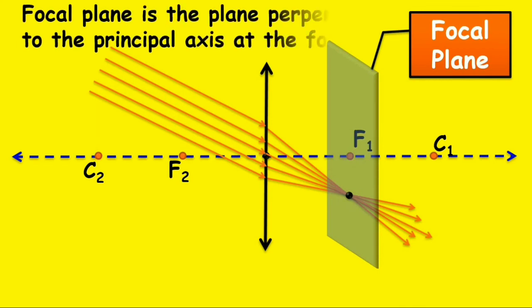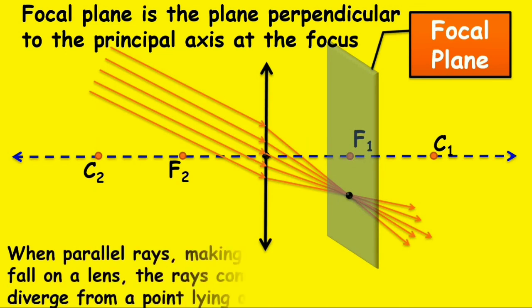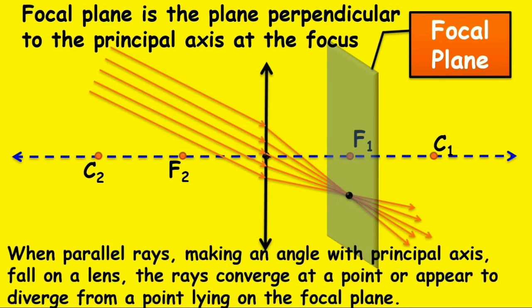Coming to the definition, the focal plane is the plane perpendicular to the principal axis at the focus. And when parallel rays making an angle with the principal axis fall on a lens, the rays converge at a point or appear to diverge from a point lying on the focal plane.